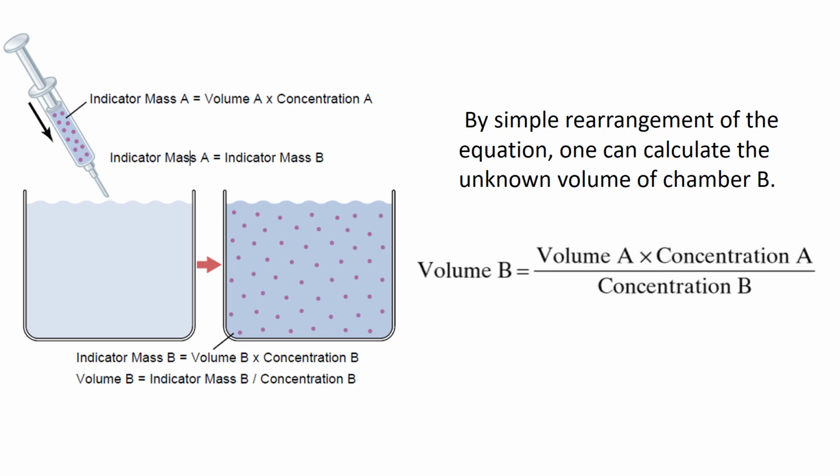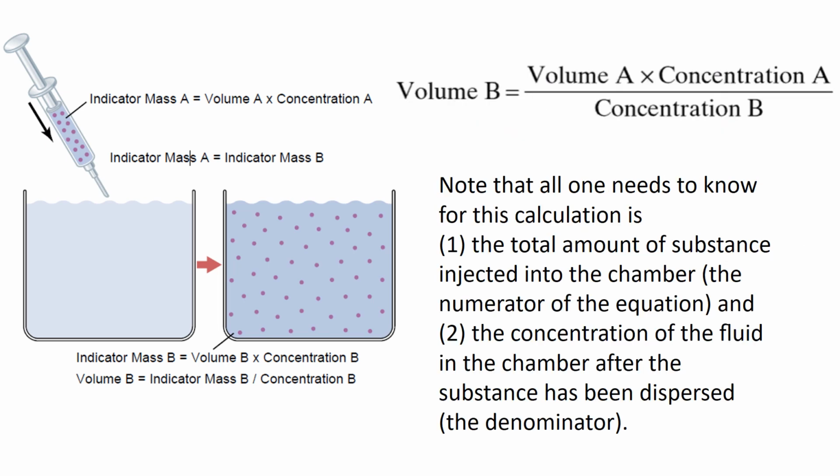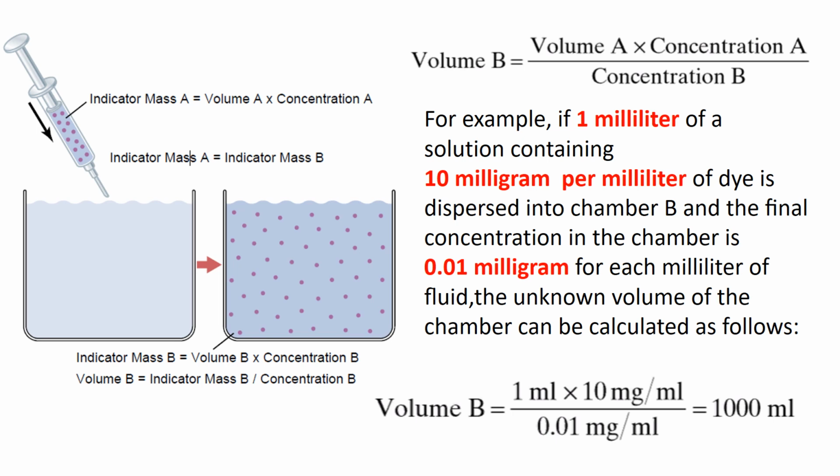By simple rearrangement of the equation, one can calculate the unknown volume of chamber B. Note that all one needs to know for this calculation is: 1. The total amount of substance injected into the chamber, the numerator of the equation, and 2. The concentration of the fluid in the chamber after the substance has been dispersed, the denominator. For example, if 1 milliliter of a solution containing 10 mg per milliliter of dye is dispersed into chamber B and the final concentration in the chamber is 0.01 mg for each milliliter of fluid, the unknown volume of the chamber can be calculated as follows.